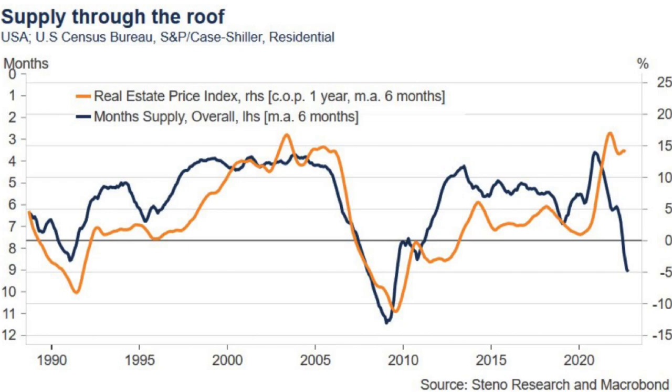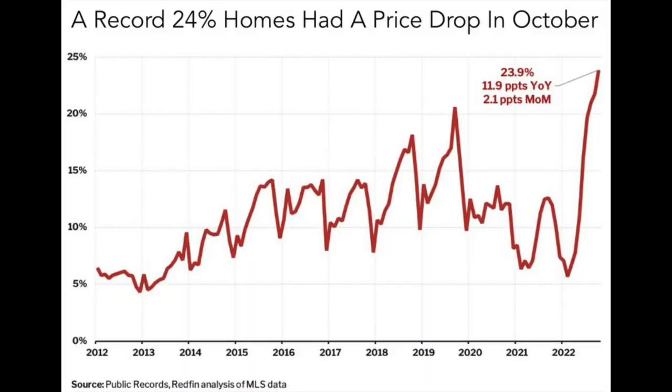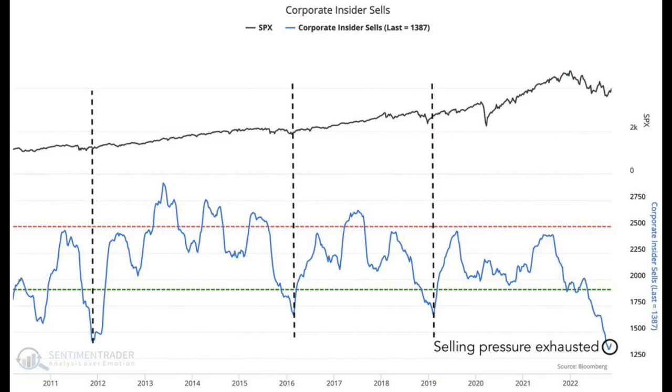And so we're painting a grim picture in terms of assets, but not so grim of a picture in terms of the Fed potentially slowing interest rates down and pivoting. A record 24% of homes had a price drop in October. So oxygen is being taken out of the financial system as we speak, and you can just see it in real time. Look at corporate insider selling pressure.